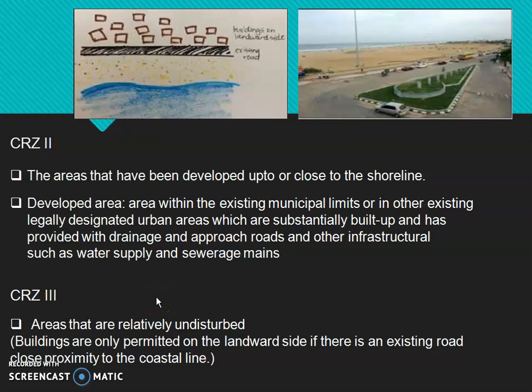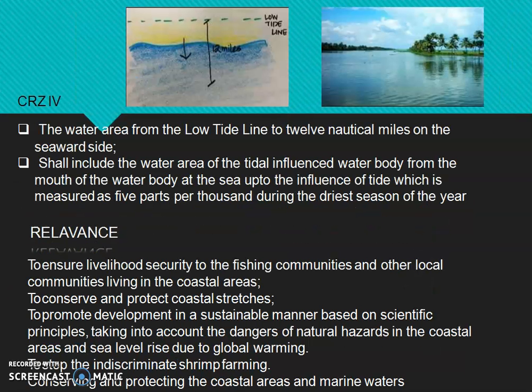Then what is CRZ3? The areas that are relatively undisturbed. Buildings are only permitted on the landward side if there is an existing road in close proximity to the coastal line.